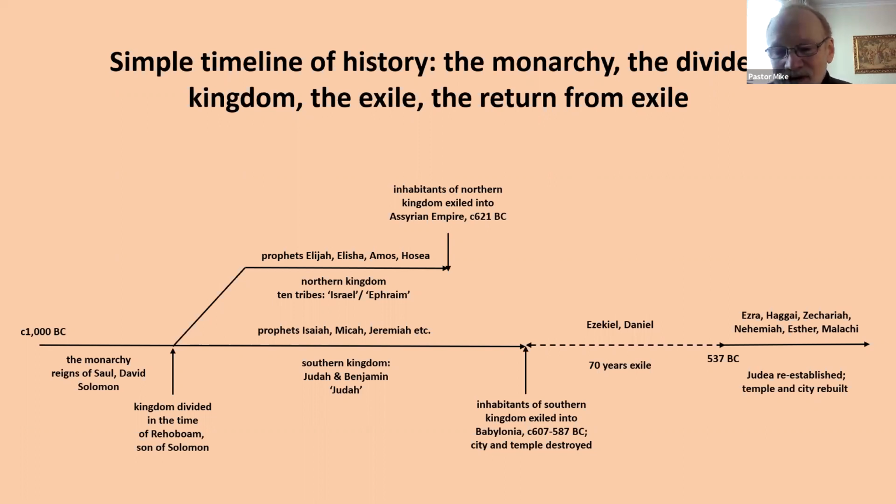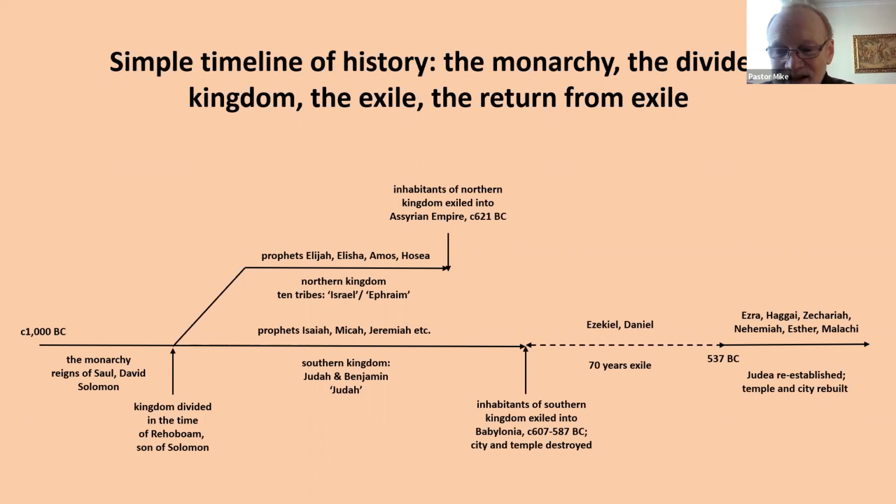And Ezekiel spent most of his life in what we would now call a refugee camp in Babylonia. But Daniel was a member of the aristocracy. He was related in some way to the royal family. And he found himself being taken to the court of King Nebuchadnezzar. And he became a leading member of the Babylonian civil service during those 70 years of exile.